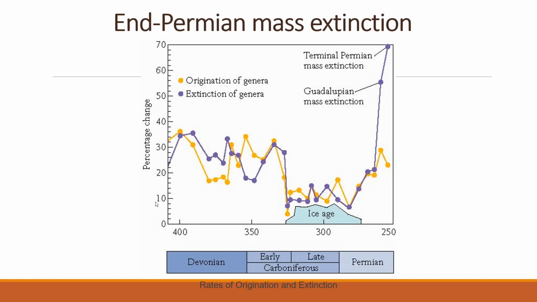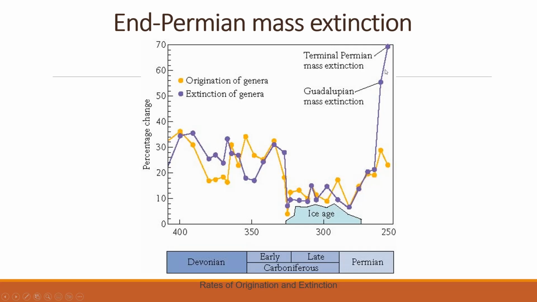So we have a mass extinction at the end of the Permian, the largest mass extinction in Earth's history. A mass extinction means that there's more loss of species diversity than gain. So in the orangish yellow, we have origination of genera, so new genus, and in purple we have extinction of genus. We can see here that at the end of the Permian we have this very large extinction.